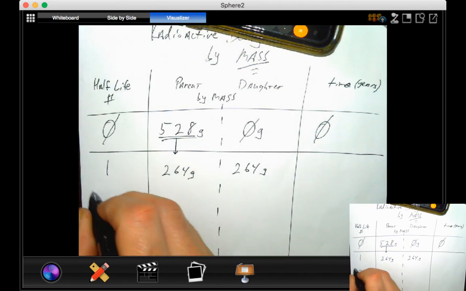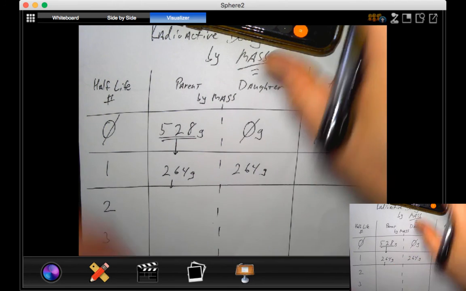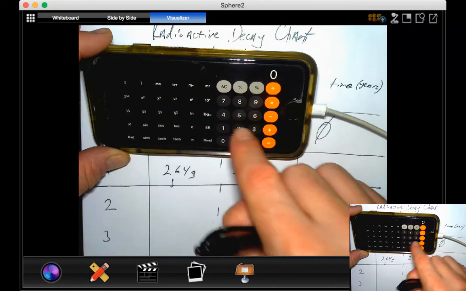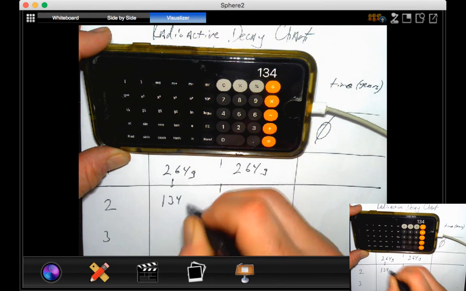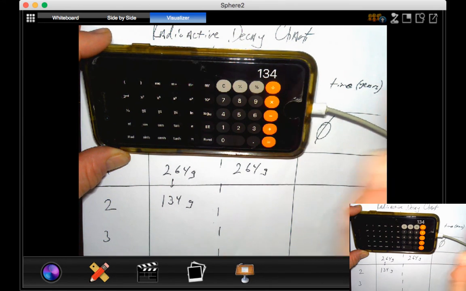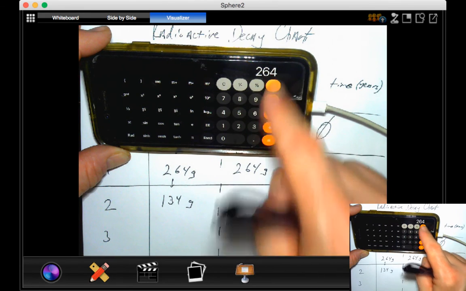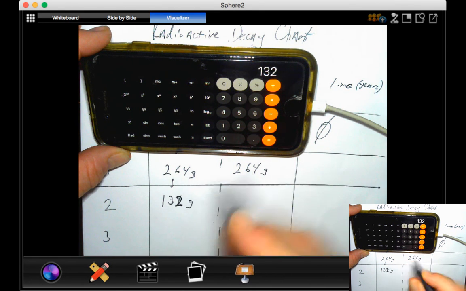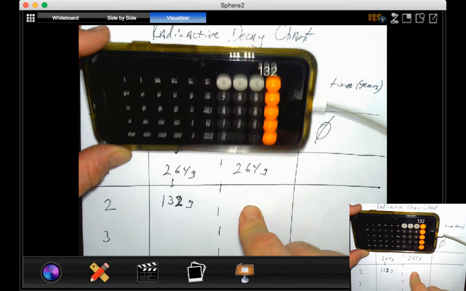Now, after 2 half-lives, how much is left? Well, again, I have to take my parent, 268, and divide it by 2, leaving me with 134 grams. Okay, sounds good to me. And you know what I did? I messed up. It's 264 divided by 2. I knew that number was weird. It'd be 132 grams. Sorry about that. So yeah, 264 divided by 2 is 132.